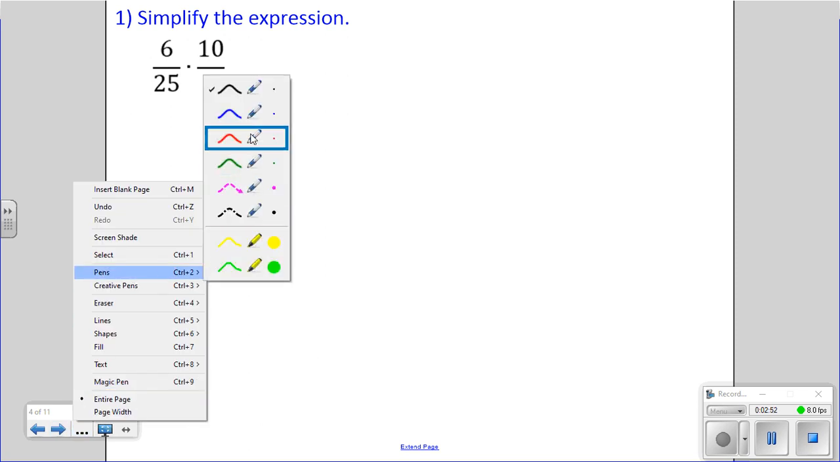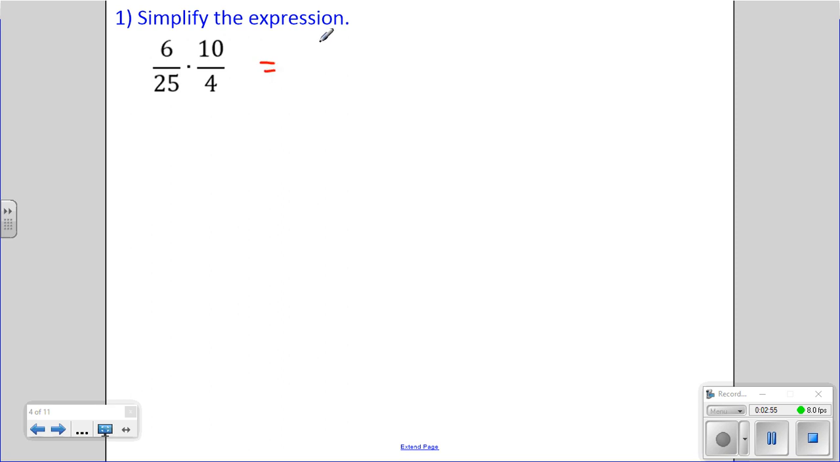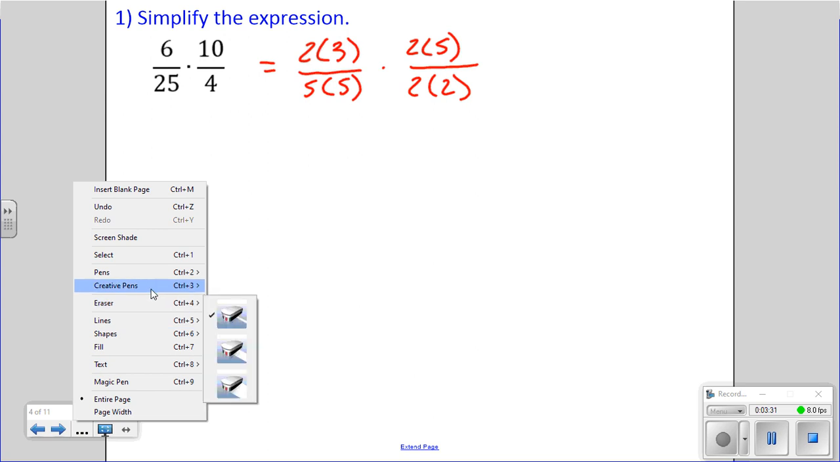So the factors of 6 we know are 2 times 3. You could also use 6 and 1, but let's go with 2 times 3 for now. The factors of 25 are 5 and 5. The factors of 10 are 2 with 5. And the factors of 4 are 2 with 2. Again, there's other possibilities, but let's just start with these for now. So when I look at the top-bottom relationships, I notice that there's a common factor of 2.